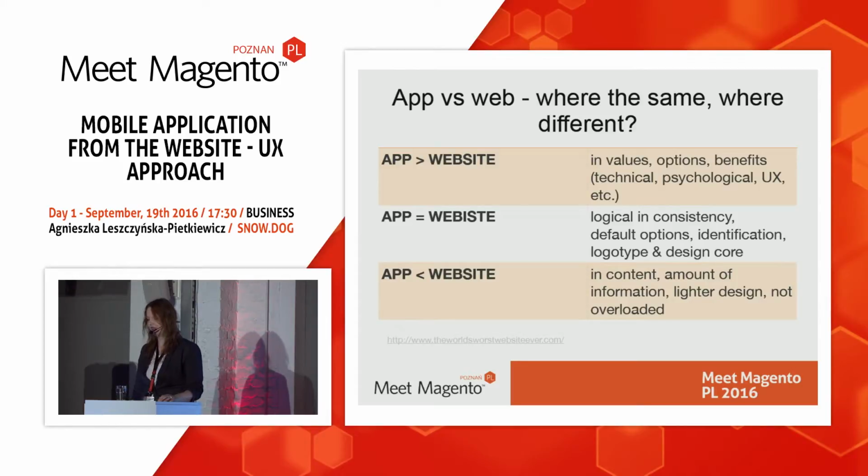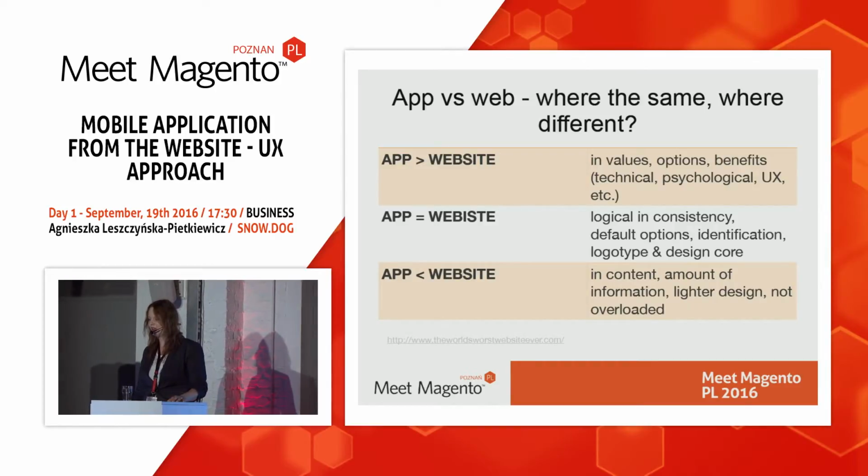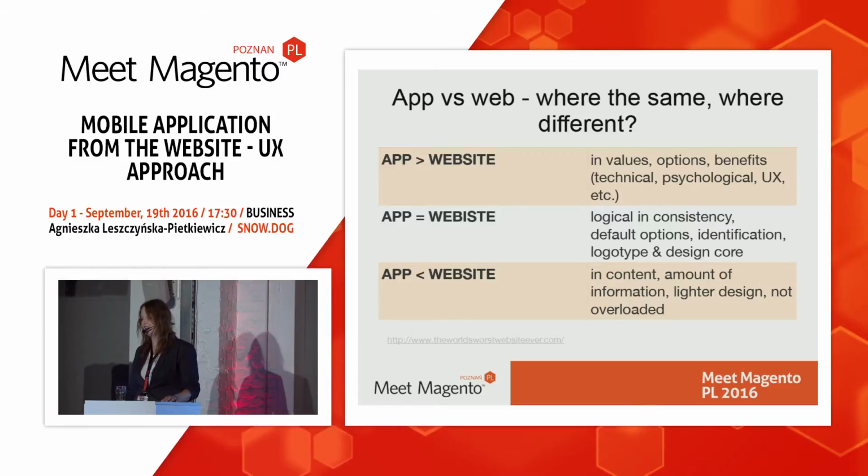And you should have some core design similar to the website. It doesn't have to be the same, but it's good to connect colors to the shop. Also, what should be less in an app than on the website? Content, seriously. Amount of information, lighter design, not overloaded. We have so little space on smartphones, and we should really think wisely about what should be there.